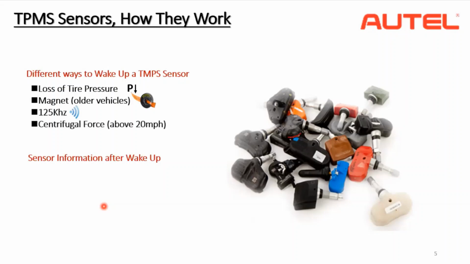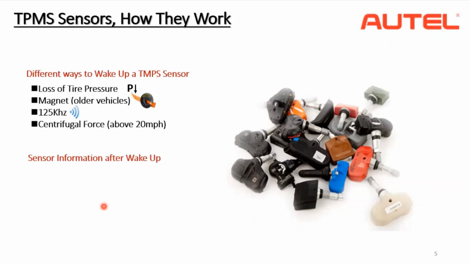And the other way to get a TPMS sensor active or wake it up is centrifugal force. This is when the car's wheel rotates at a speed of 20 miles per hour. The sensor starts sending signals to the vehicle antenna and detects if there is any loss of air pressure in the tires and warns the motorist if necessary.